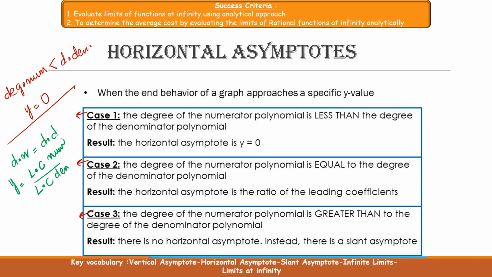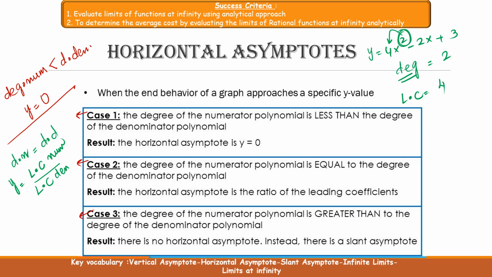What is a leading coefficient? Let's suppose I have an equation 4x square minus 2x plus 3, right? So what is the degree of this equation? Degree, you have to count not all the degrees but the highest degree of the equation. So this is 2. Now the coefficient which is written before the variable is said to be the leading coefficient, that is equal to 4.